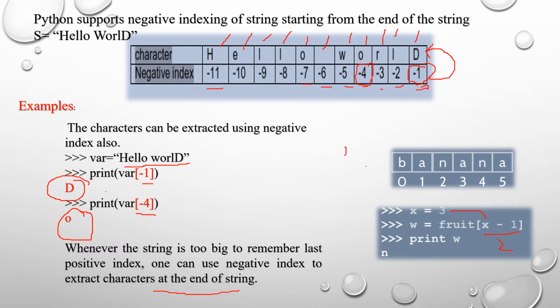So here we are going to print w. Our index value is 2, so 2 is the index and the character is n, so n is going to print here. If you call print of -1, a is going to print, and print of -2, n is going to print. This is the negative indexing. This is another way of extracting the values.